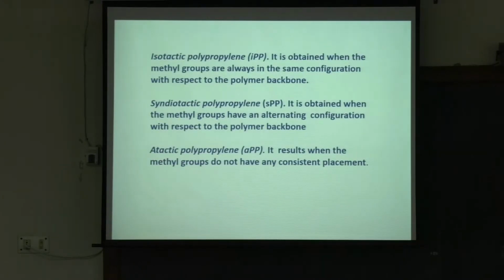And how is it obtained? Isotactic polypropylene is obtained when methyl groups are always in the same configuration with respect to the polymer backbone. Syndiotactic is when the methyl group has an alternating configuration, which can give you more uniform properties. Atactic polypropylene results when the methyl groups do not have any consistent placement.